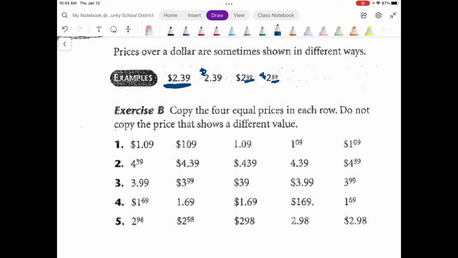Okay, so in this part of exercise B, you're going to do the same thing. One of these does not belong on the first row. So the one that does not belong in this case is $109, because $109 is way bigger than $1.09. Okay, so again, pause the video and finish up the other ones in this section.